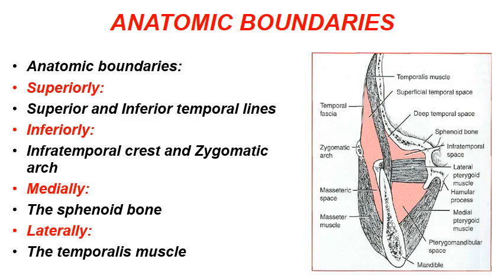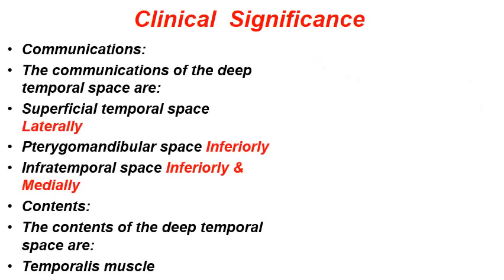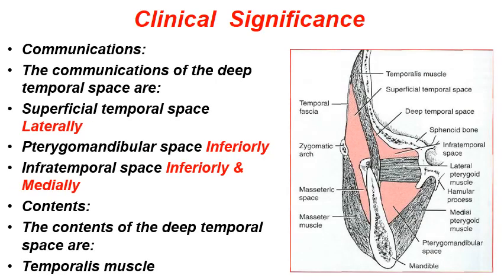What are the anatomical boundaries of the deep temporal space? Superiorly, we have the superior and inferior temporal lines, and inferiorly the infratemporal crest and the zygomatic arch. It is bounded medially by the sphenoid bone and laterally by the temporalis muscle. The deep temporal space communicates laterally with the superficial temporal space and inferiorly with the pterygomandibular space. It also directly communicates with the infratemporal space inferiorly and medially, and it contains temporalis muscle fibers.